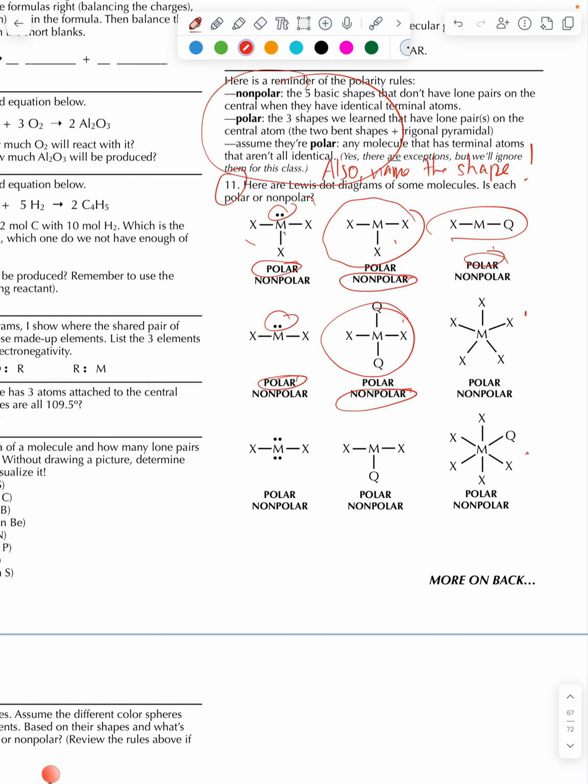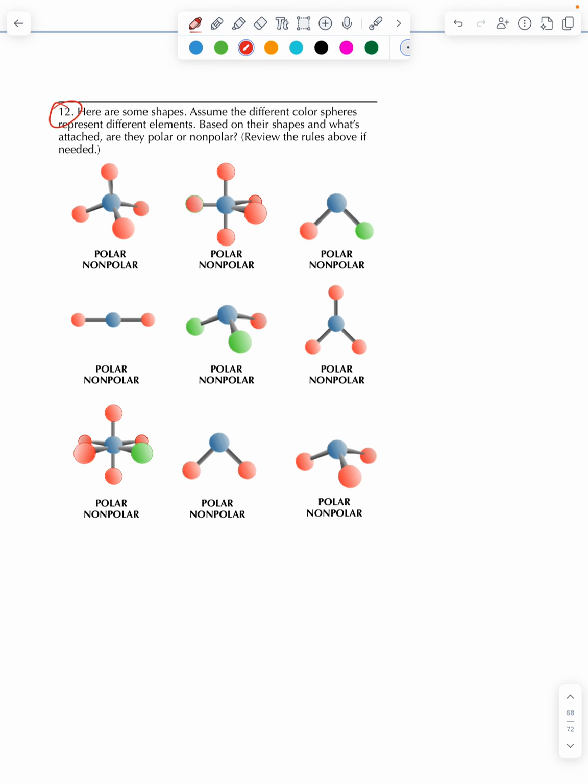I'll stop saying that, it's probably annoying the hell out of you. Identical terminal atoms, no lone pairs, non-polar. Oops, I circled, because I was trying to be funny. Sorry, polar. Yes, you caught me trying to be funny there. Non-polar, lone pairs, polar. Different terminal atoms, polar. Different terminal atoms, polar. Let's double check that I didn't screw up there. Polar. Yep. Okay. And then I could do this, but again, more likely I'll do the Lewis structure to be a little bit more challenging.